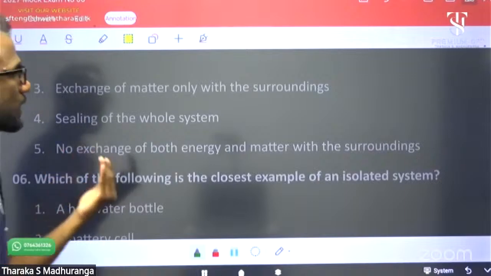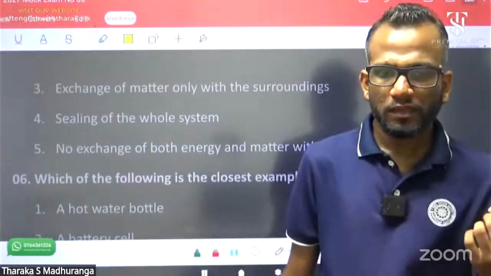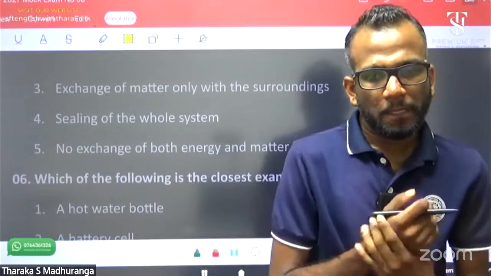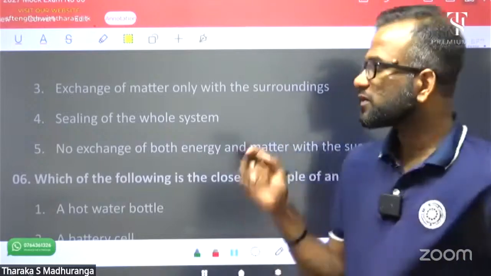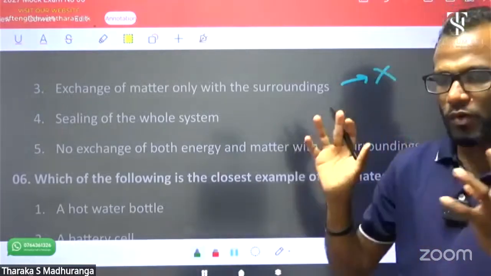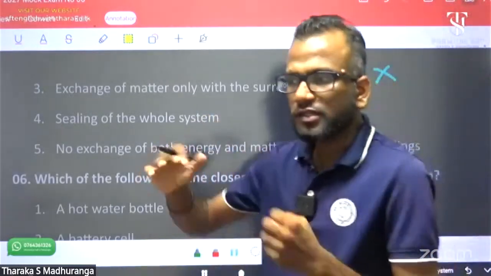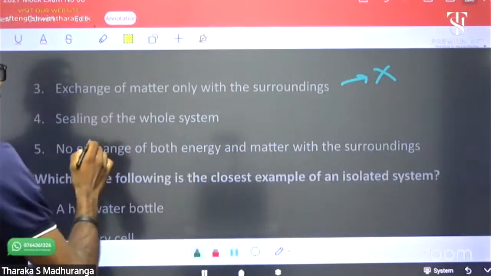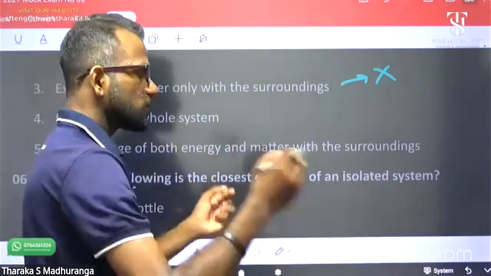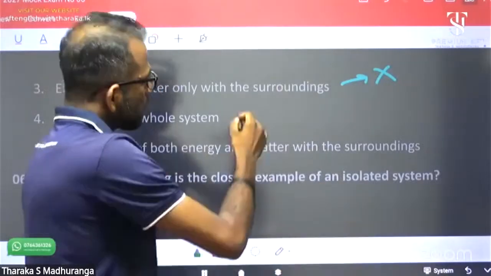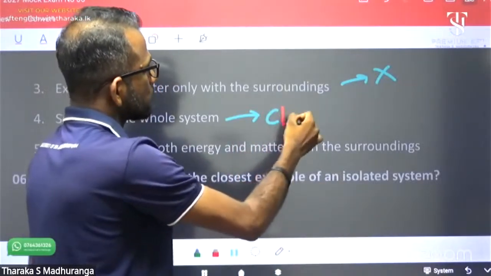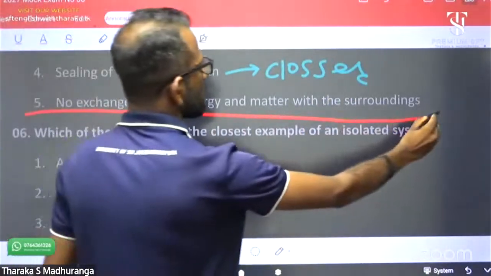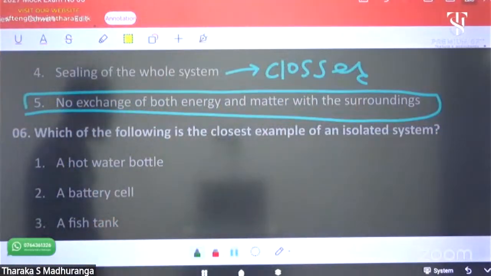Exchange of matter only with the surroundings, which type of system? No, there is no such system. Closed system exchanges only energy, open system exchanges both energy and matter, right? Sealed systems are closed systems, not open systems. An isolated system has no exchange of both energy and matter with the surroundings. Answer number 5.